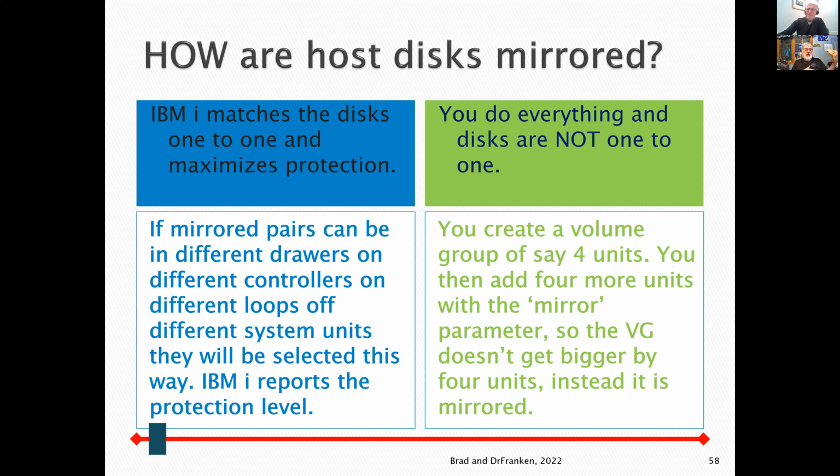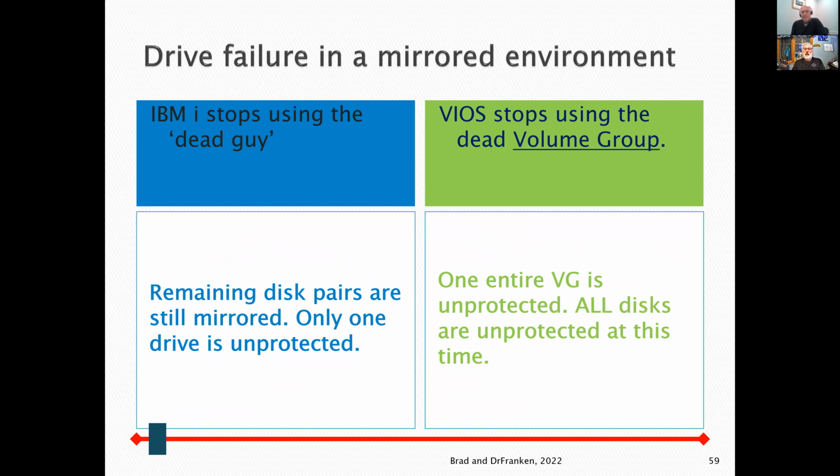But the thing about IBM i mirroring, we know about IBM i mirroring, and it's a one-to-one thing. If one drive fails, then that drive is gone. And when you put a new one back, or Hot Spare puts a new one back for you, it has to remirror just one drive. It's great. But in VIO, you're mirroring volume groups, not mirroring drives. So if you have four and four, when you add the new four, you have to mirror the whole group. That much is fine. I don't have a problem with the logic there, because I had four drives, now I added four to mirror and now they're the same. Cool. But the problem comes when there's a drive failure. IBM i stops using the dead guy. Fair enough.